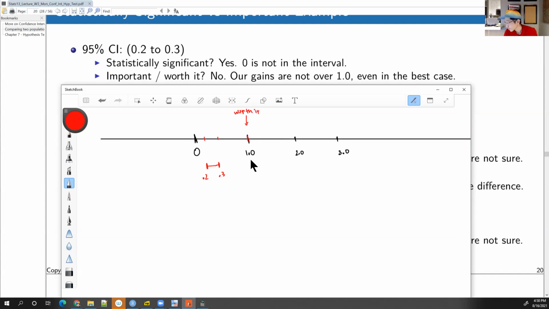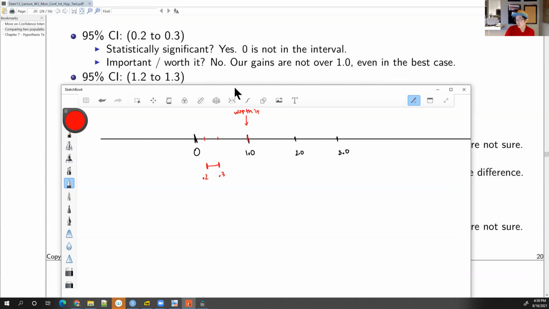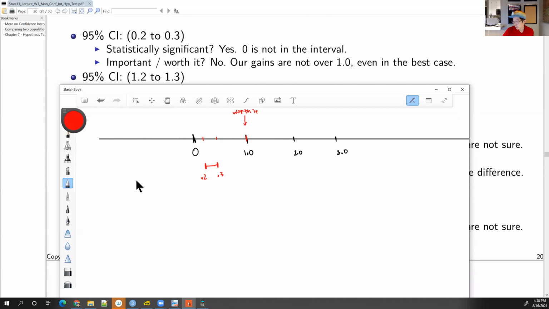And even in the best case scenario of getting 0.3, it's less than 1.0, right? So even in the best case, it's not over 1.0. So it's not going to be worth it. Okay, let's take a look at another interval, right? So another interval goes from 1.2 to 1.3, okay? 1.2 to 1.3.